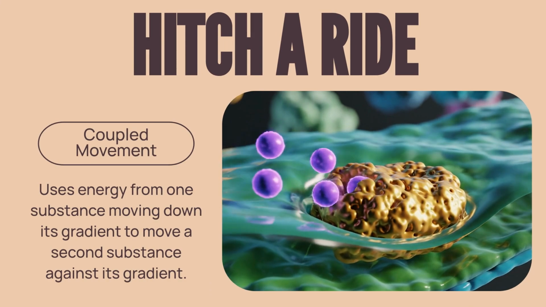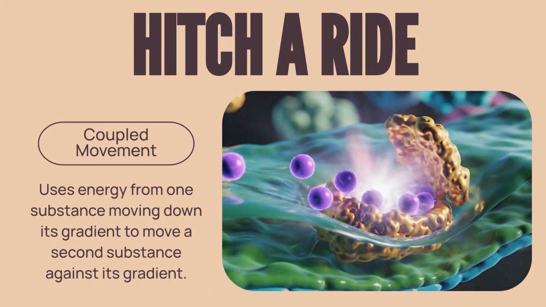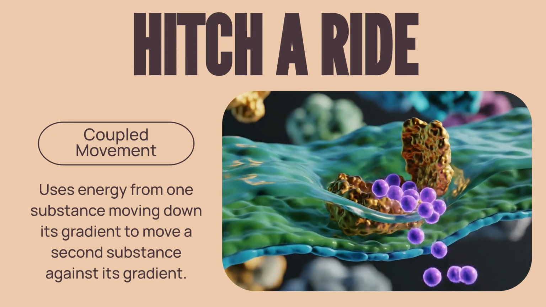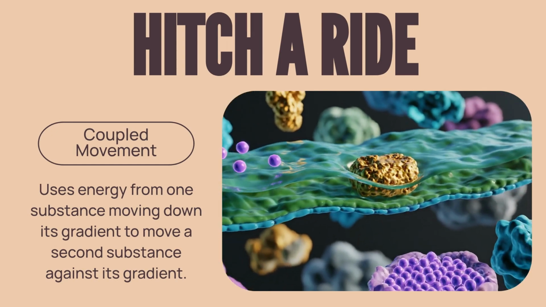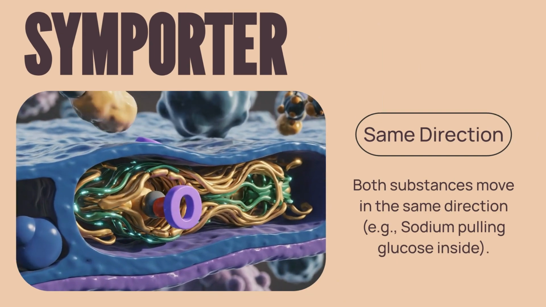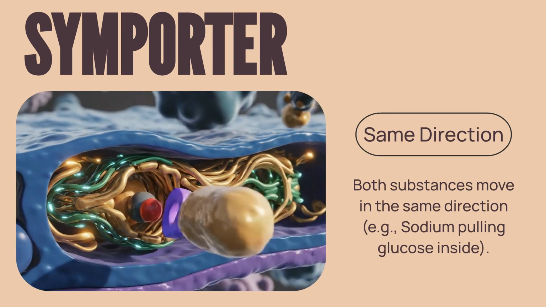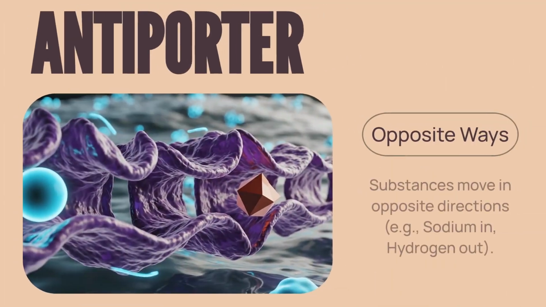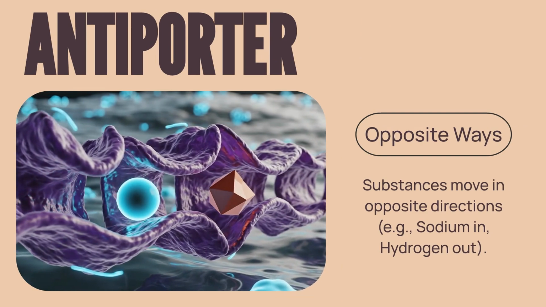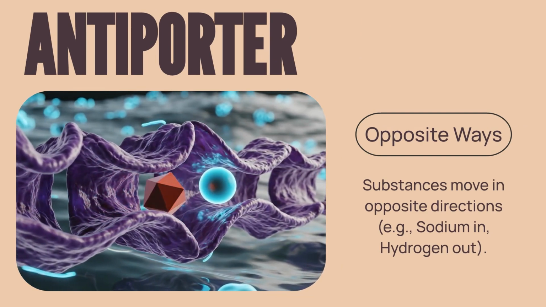A substance is moved against its gradient by using the energy provided by a second substance that is moving down its concentration gradient. If both substances move in the same direction, the protein is called a symporter, like sodium pulling glucose inside with it. If they move in opposite directions, it's an antiporter, like sodium moving in while hydrogen is pushed out.